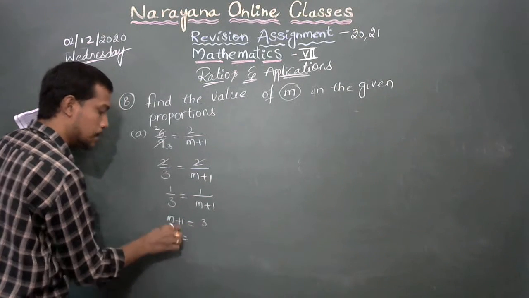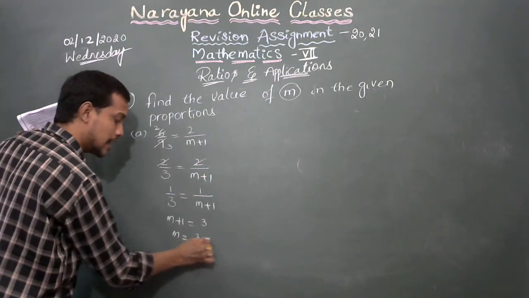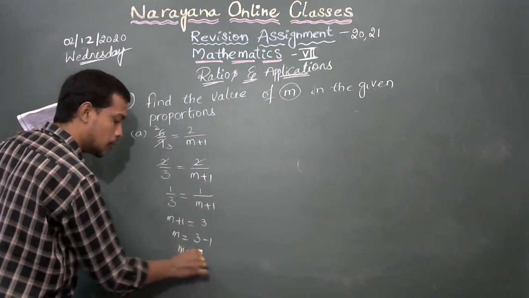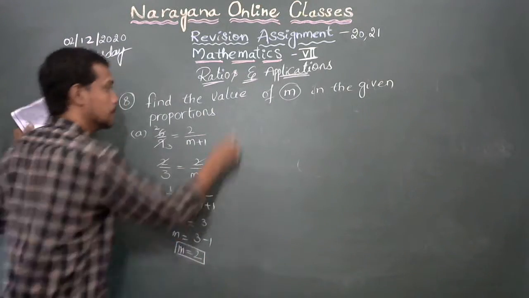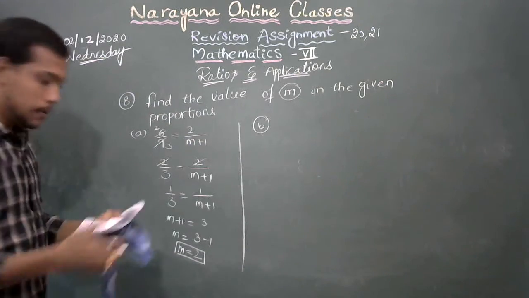So m equal to 3 minus 1, bringing the 1 to the RHS, that is minus 1. Ultimately the m value is 2. So in this 8th one, the B part is also there.